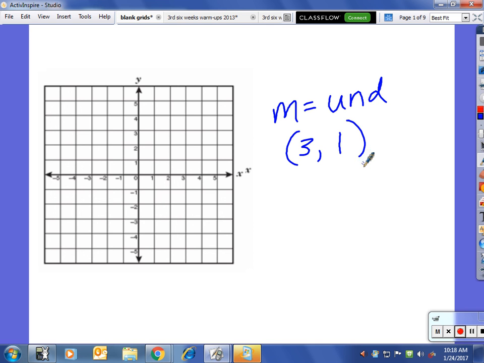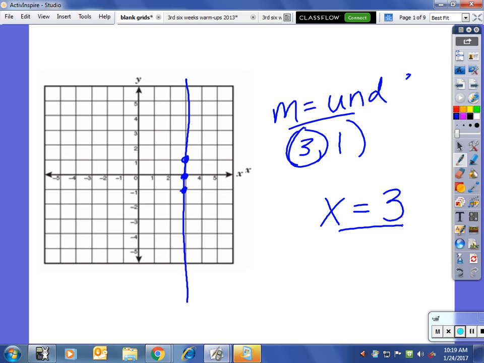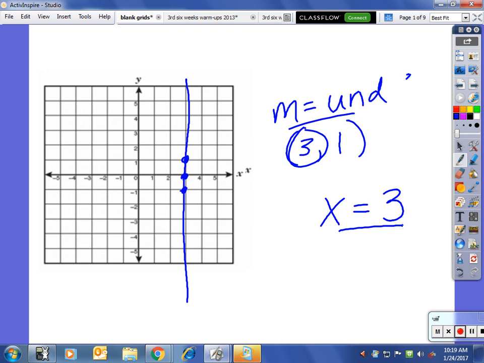The equation would be x equals 3, because on vertical lines, all the x's are the same. So as long as you know one of them, that's what all of them have to be. Let me draw a picture of this. Here's the point 3, 1. If I see that it's got an undefined slope, you should know that means vertical. What did that x-intercept end up being? 3. Guess what all the x values are? 3. So the whole equation is x equals 3. Telling me that it's got an undefined slope is not telling me the equation. That's just telling me a fact about a vertical line.